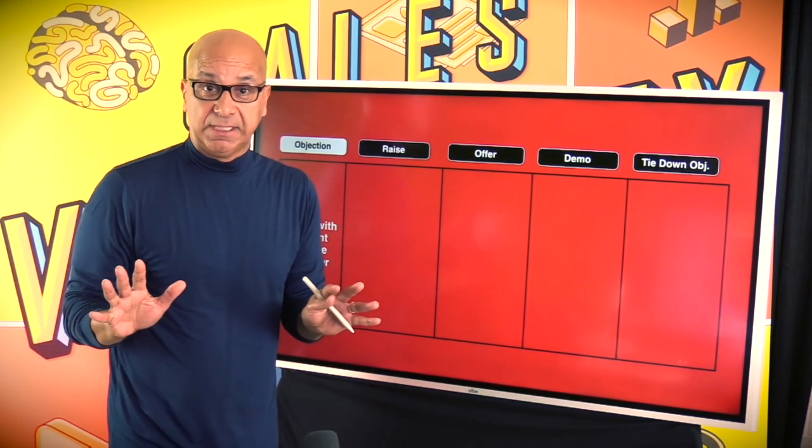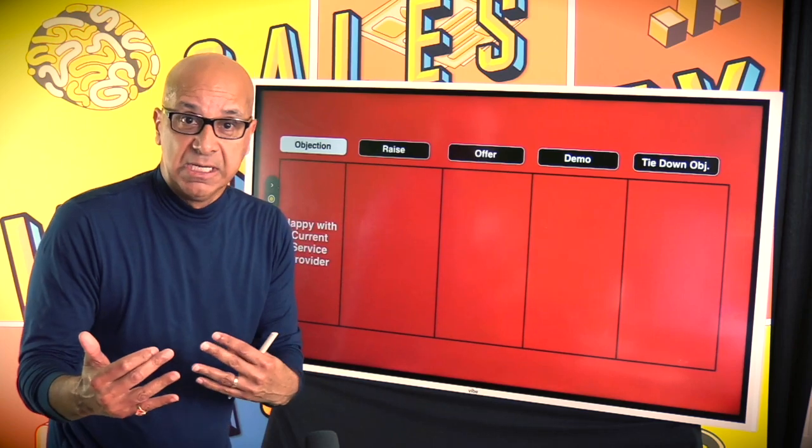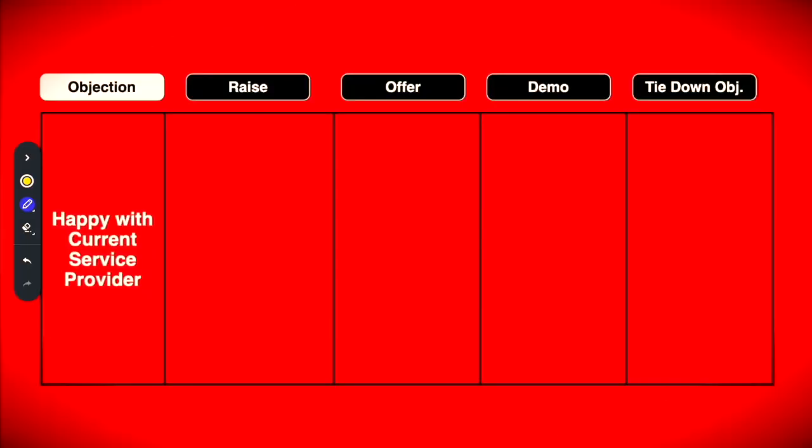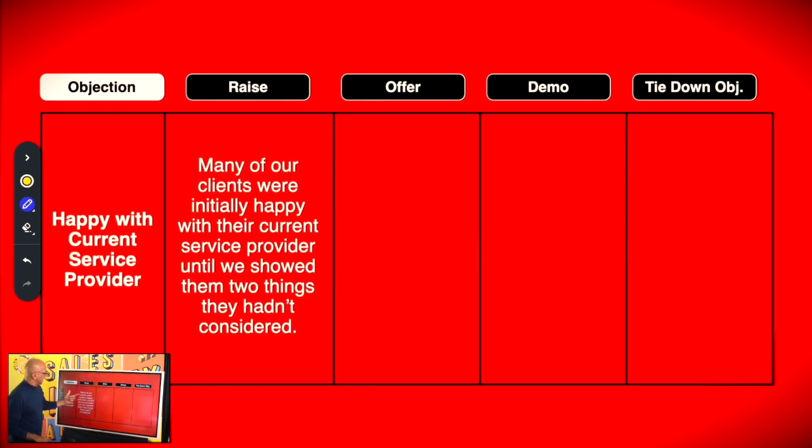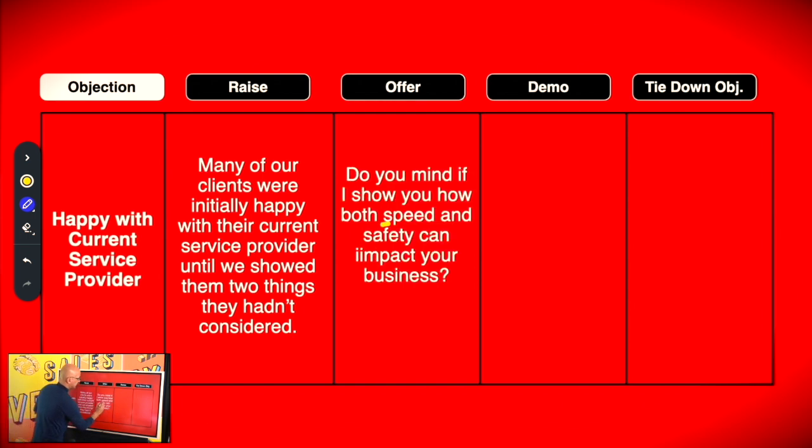See, that's the problem. Most people are taught about overcoming objections, not blocking, which is why they struggle in closing more deals. I know in the customer's head, they're happy with their current supplier, or at least satisfied at a minimum. So if I know that, I'm going to raise the objection. Again, control the conversation. I'll say something like this: Many of our clients were initially happy with their current service provider until we showed them two things they haven't considered. Now I offer, do you mind if I show you how both speed and safety can impact your cable? Then you offer, do the show and tell.